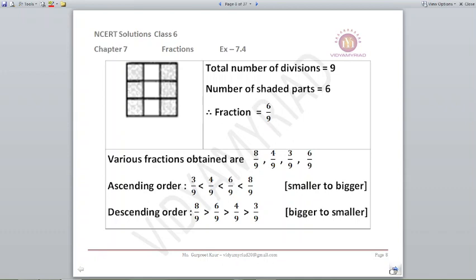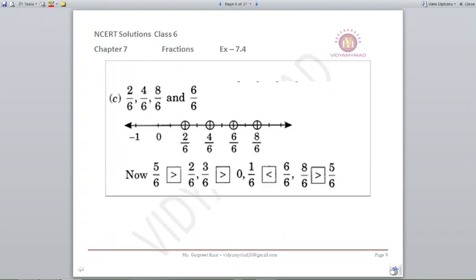I hope everyone knows which sign to put. So the mouth which is open, that side shows the bigger number, and the point which is there, that shows the smaller number. So be careful while putting this sign. Next we have 2 upon 6, 4 upon 6, 8 upon 6 and 6 upon 6. Here if you look at the number line, we have marked 2 upon 6, 4 upon 6, 6 upon 6 and 8 upon 6. It will come like this, and we will put the sign accordingly.